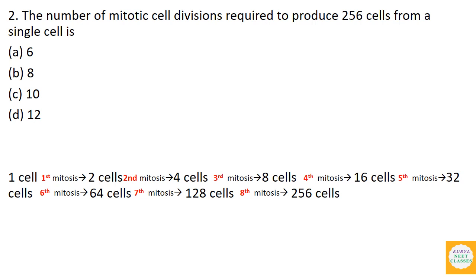So that means that single cell has undergone how many mitotic divisions? 8 mitotic divisions. That means 2 to the power of 8. So how many cells are we going to get? 256 cells. If the cell divides 8 times, we get 256 cells. So everyone should learn the 2 to the power of exponential values for easy calculation.